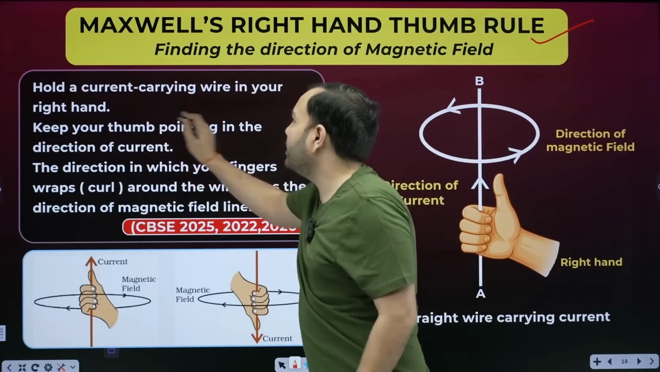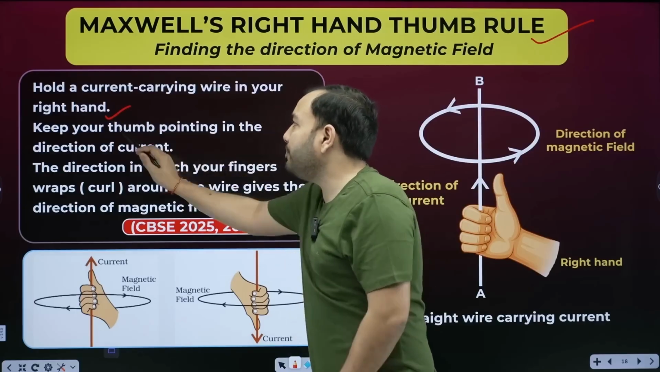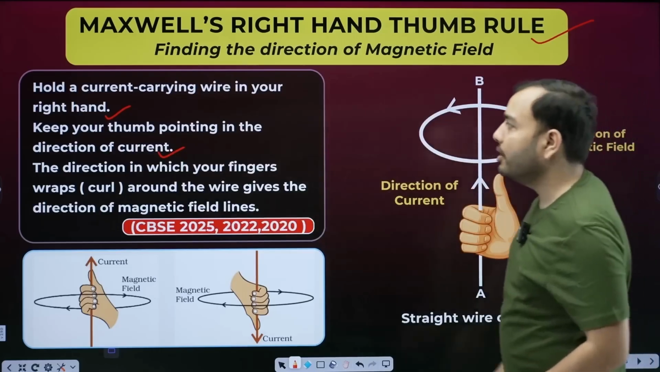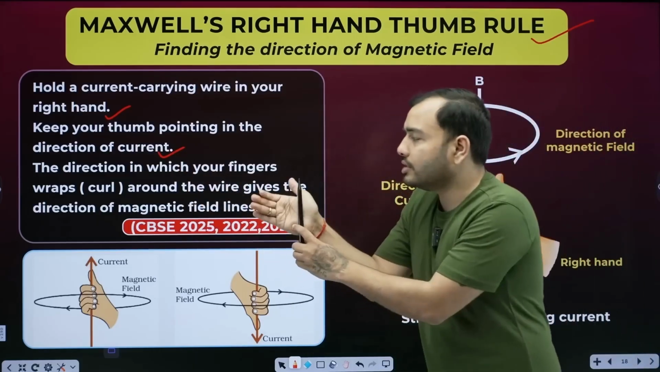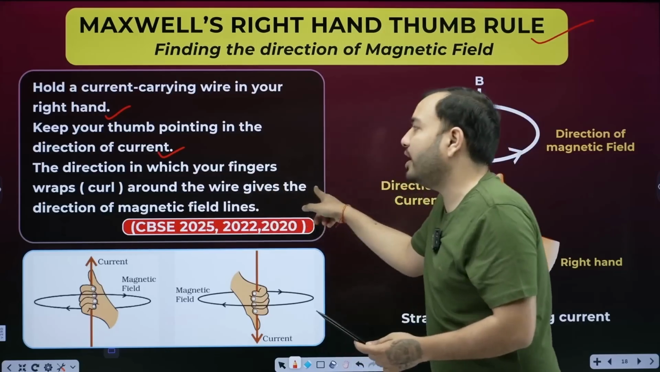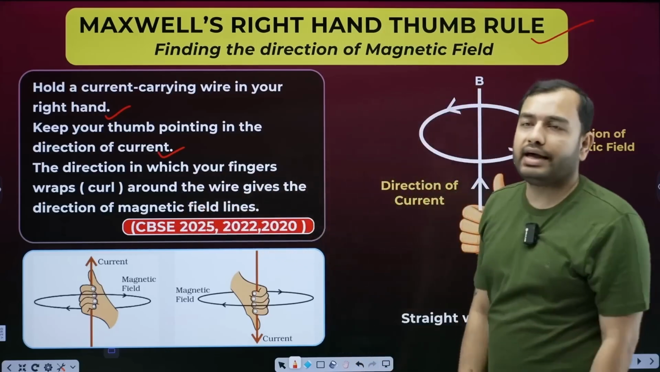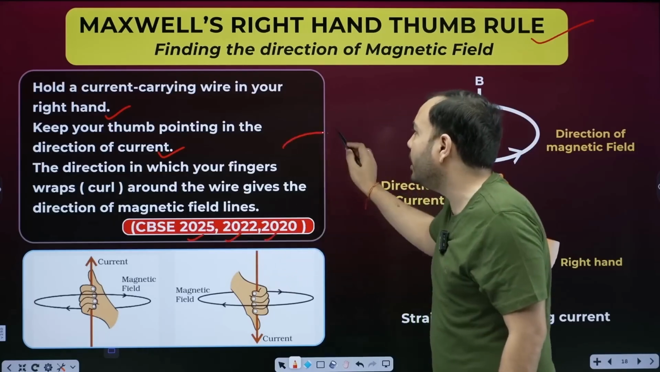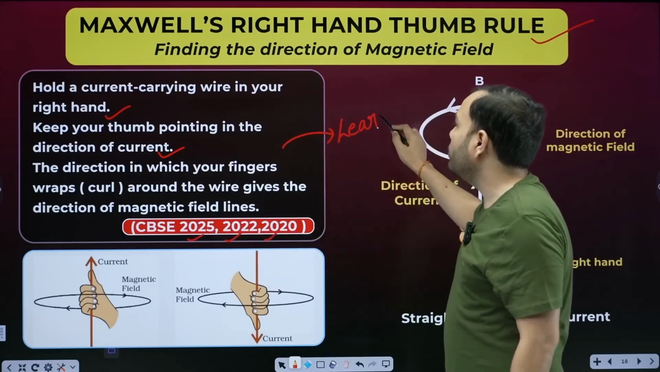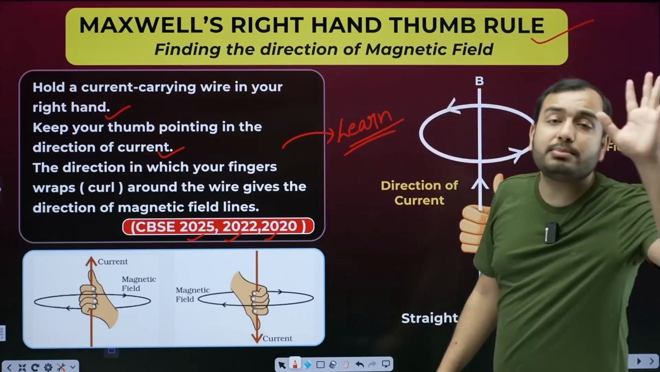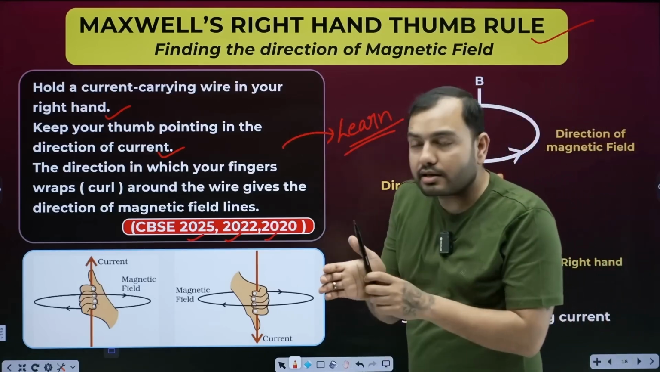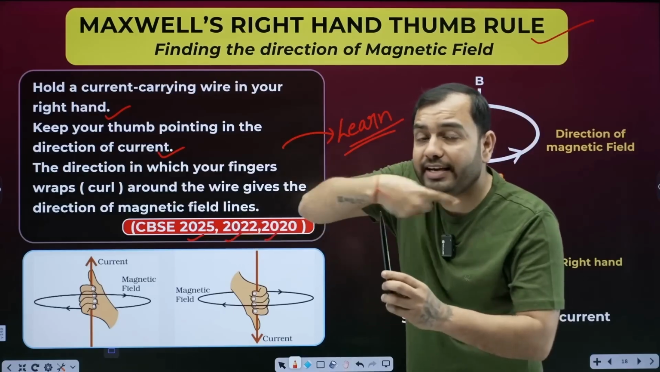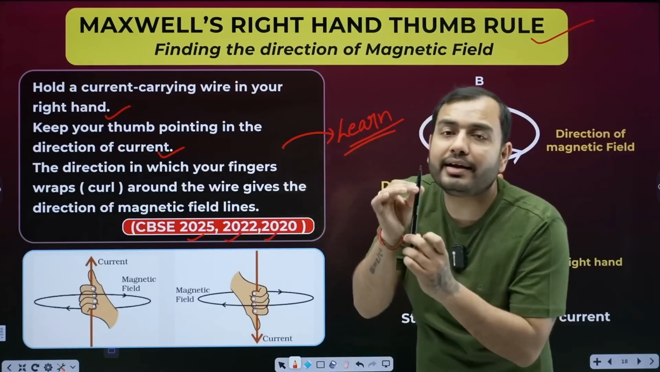Hold a current carrying wire in your right hand. Keep your thumb pointing in the direction of the current. The direction in which your fingers curl around the wire gives the direction of the magnetic field line. Maxwell's right hand thumb rule has been asked directly in 25, 22, 20. That is why you should remember this rule. Why is Maxwell's right hand thumb rule used? To find the direction of the magnetic field produced by a current carrying wire.